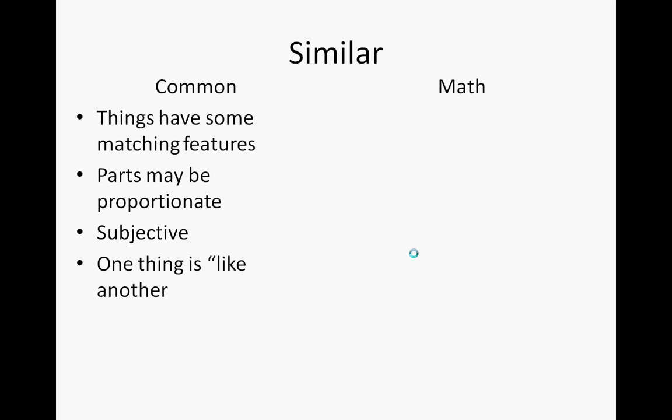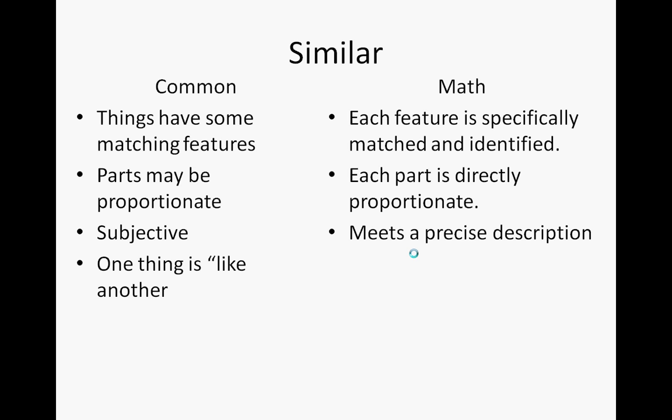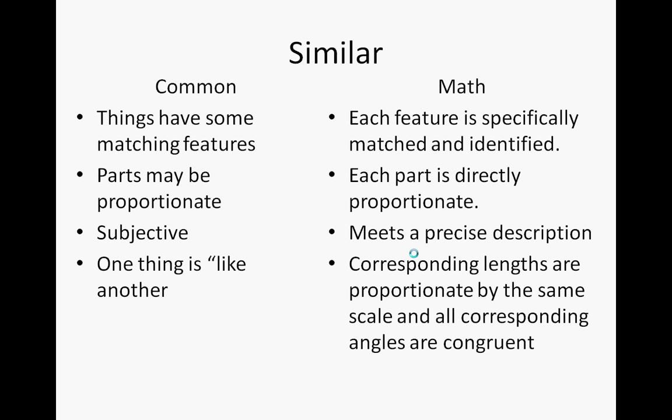In math, it is far more precise, and you can actually calculate it. So each feature has to be specifically matched and identified. And each part is directly proportionate. There is an equation we can use that is the same for the entire shape, and it'll work. And it meets this very precise description. The corresponding lengths are proportionate by the same scale, and all corresponding angles are congruent.